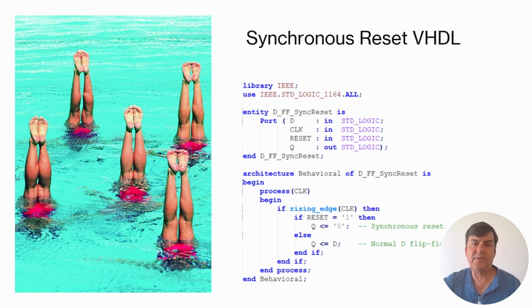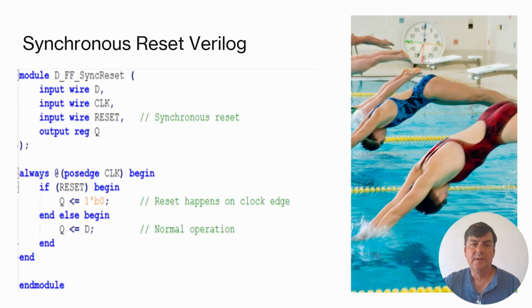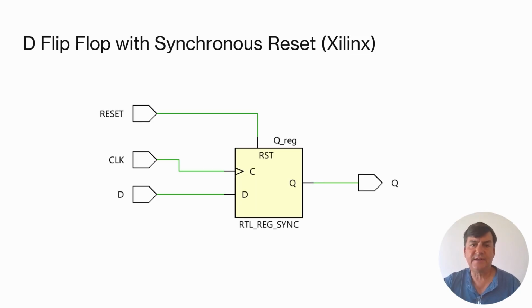Here is an example of a D flip-flop with synchronous reset written in VHDL. Notice reset is not in the sensitivity list. Here is an example of a D flip-flop with synchronous reset written in Verilog. Again, notice the reset is not in the sensitivity list. Here is the RTL schematic symbol for the D flip-flop with synchronous reset from the VHDL and Verilog code. Note the sync in the name.